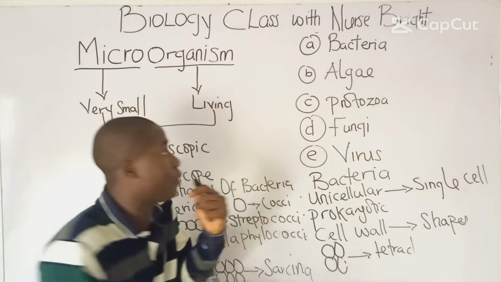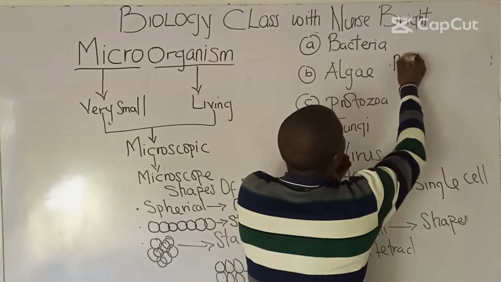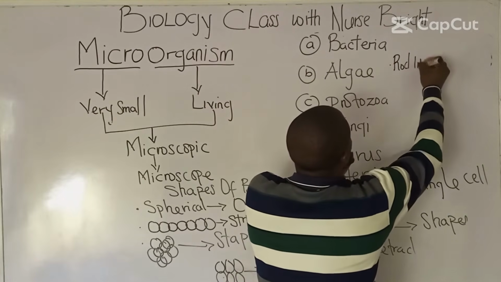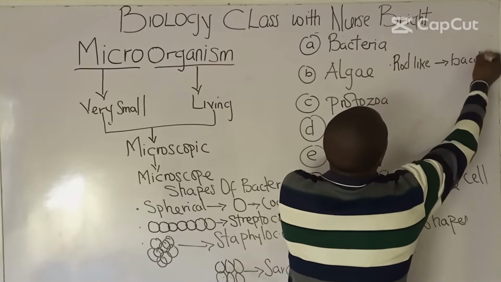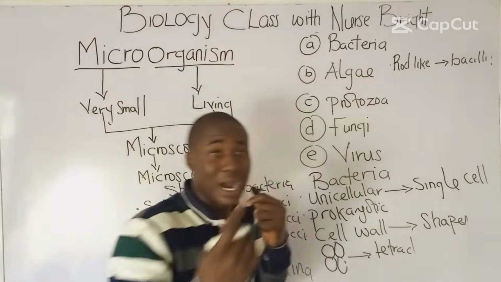We have other shapes of bacteria, like for example, a bacterium with a rod-like shape. This type of bacteria, we call it bacilli.